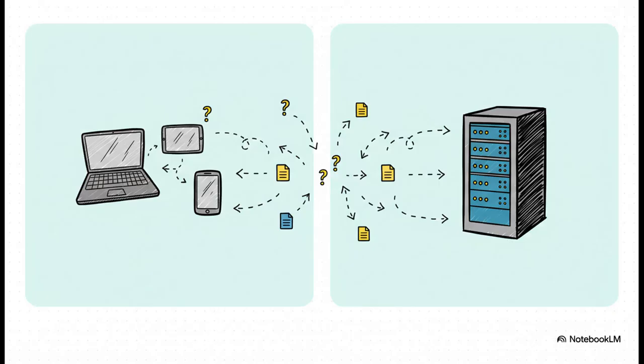And if the server is our librarian, then the client is you, using your phone or your laptop or your web browser. The client makes the request, and the server provides the answer. It's this constant back-and-forth dance, this super simple rhythm of ask and receive that literally powers the entire web.